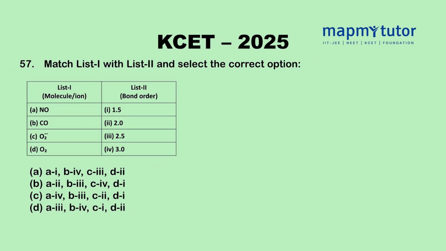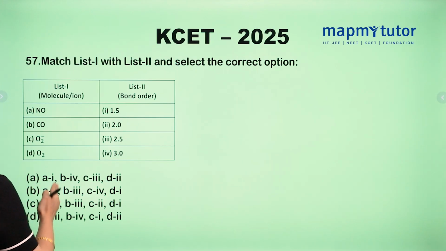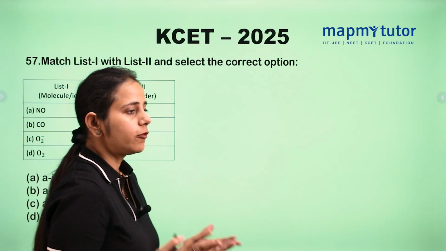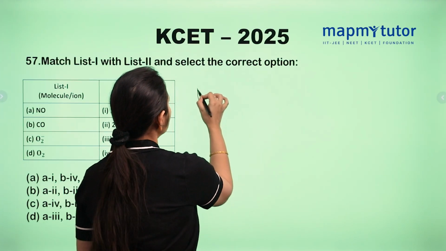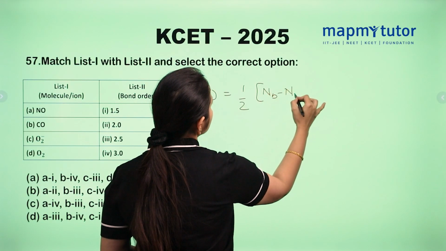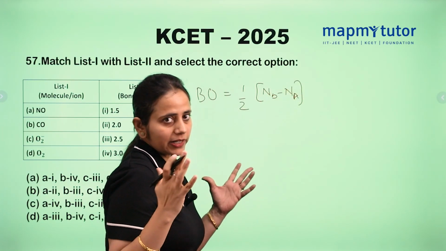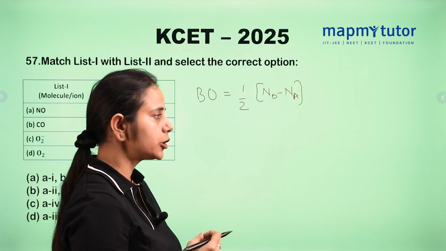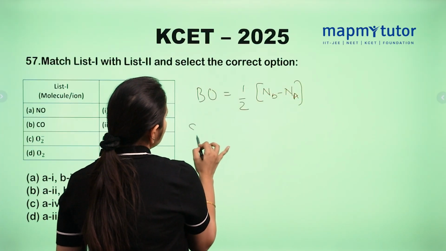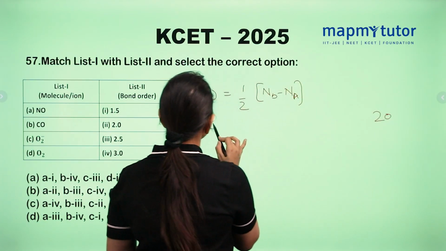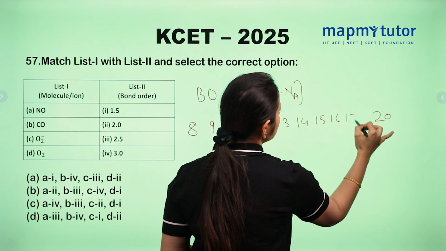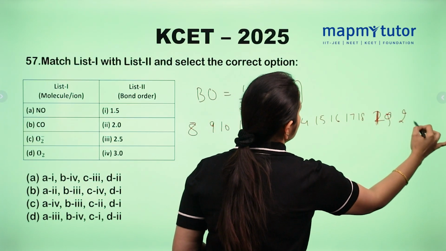Match list 1 with list 2 and select the correct option. Here the molecules and ions are given and we need to calculate the bond order. If we go with the general formula, half of the number of bonding minus anti-bonding electrons, then this will be very lengthy. But in an exam we don't have that much time, so we will solve this question with the help of a trick. For this, write down the numbers of electrons from 8 to 20: 8, 9, 10, 11, 12, 13, 14, 15, 16, 17, 18, 19 and 20.